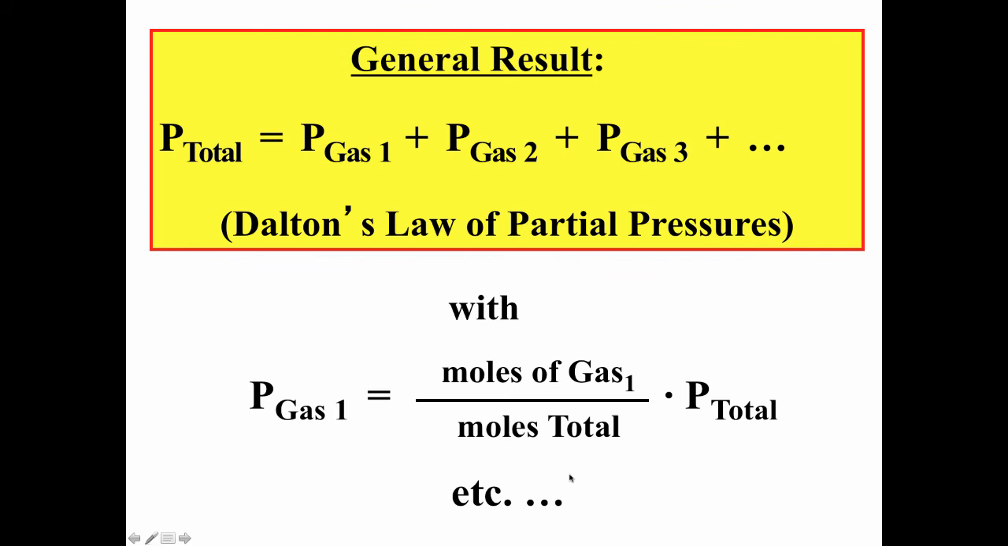So this is a general result. It's called Dalton's Law of Partial Pressures. The total pressure of a gas mixture is equal to the pressure of all of the gases added up. So partial pressure of gas 1 plus partial pressure of gas 2 plus partial pressure of gas 3 if there's a third gas, etc. And then the pressure of each individual gas is equal to the mole fraction times the total pressure of the gas. And the mole fraction is the moles of that gas divided by the total number of moles of gas particles.